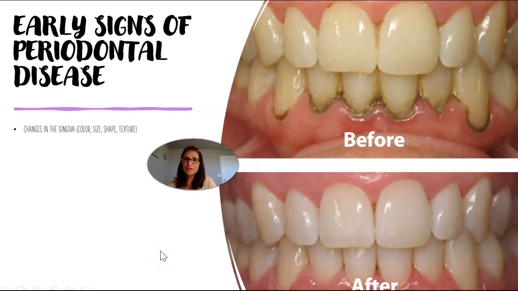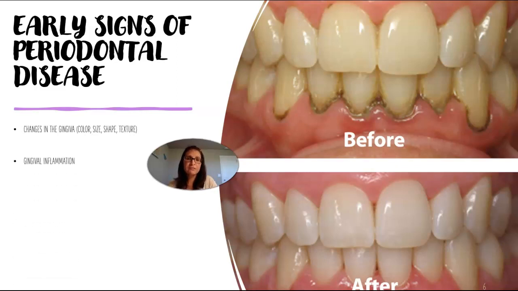So some of the signs to look for are changes in the color of the gingiva, the shape of it, the size, the texture. Clearly here, the size, the shape, the texture of it is not healthy. The color, it's very red. It looks very irritated. So this would be an early sign, or indication, of periodontal disease beginning.